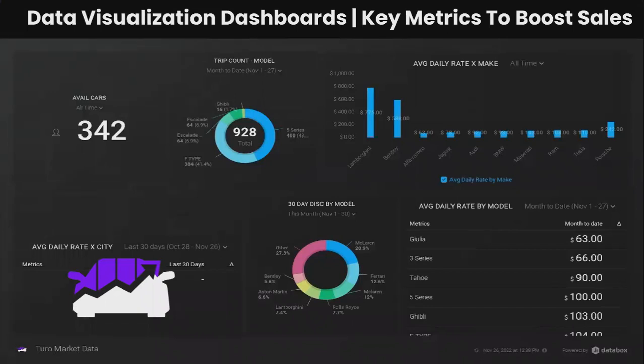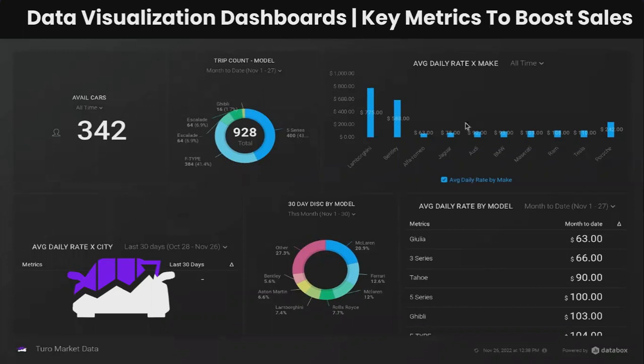You're not going to waste hours scrolling through Turo trying to jot notes down and make sense of it all. It's in very easy to use tables, charts, and graphs. Okay, so here's a trip count by model. You can see how many trips for this given period in the month of November were taken by 5 Series BMWs, Maserati Ghiblis, Escalades, F-Types, and again, you can customize that however you want.